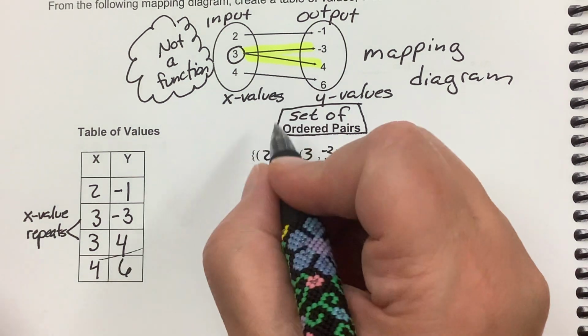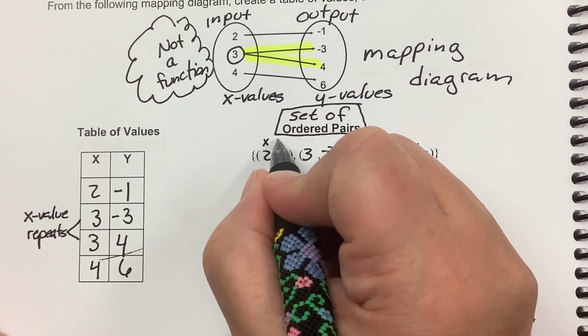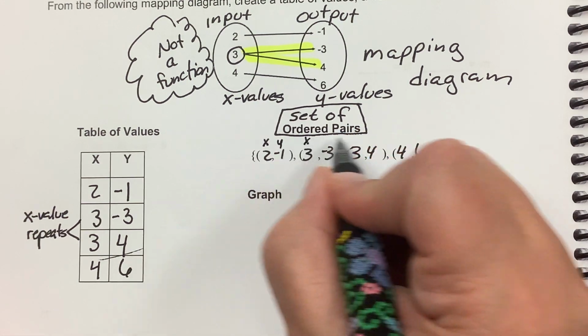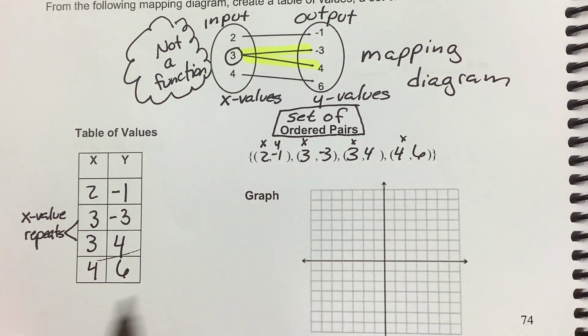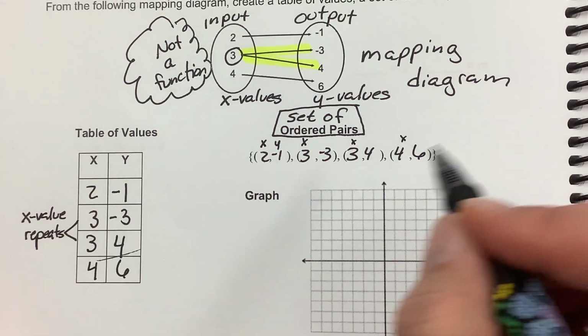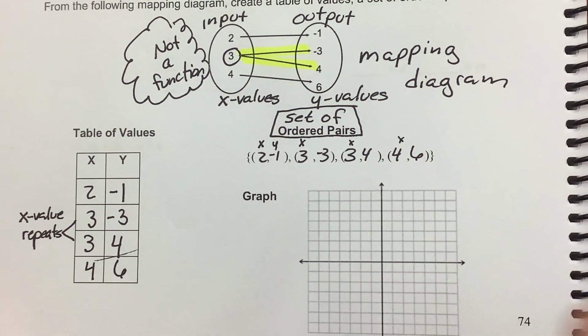In other words, the first value here, those are the x values, the second is y. And I'm looking at the x values because when the x repeats, not a function. Now I'm going to graph my ordered pairs.